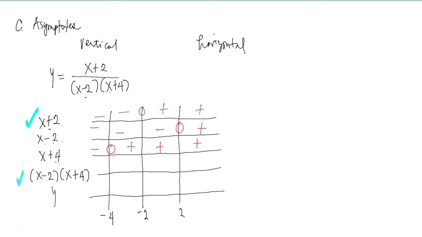So, what we are going to do here is to multiply this x minus 2 and x plus 4 para makuha natin yung sign natin sa denominator. So, positive times positive is positive. We have here 0, negative, and positive. So, negative ito. And we have here negative, we have 0, and positive.